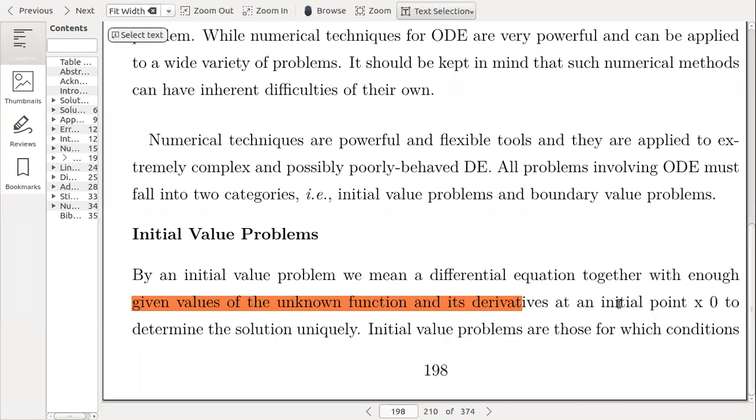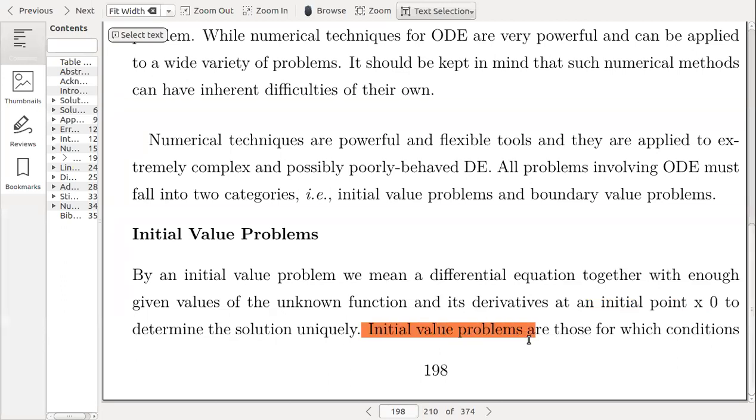This initial point could be taken as x naught equal to 0, or we can even set it other than 0. It is not necessary to take the initial point as x equal to 0. In a majority of books, the initial point is always taken as x naught equal to 0, but it is not necessary to take this initial point as 0.